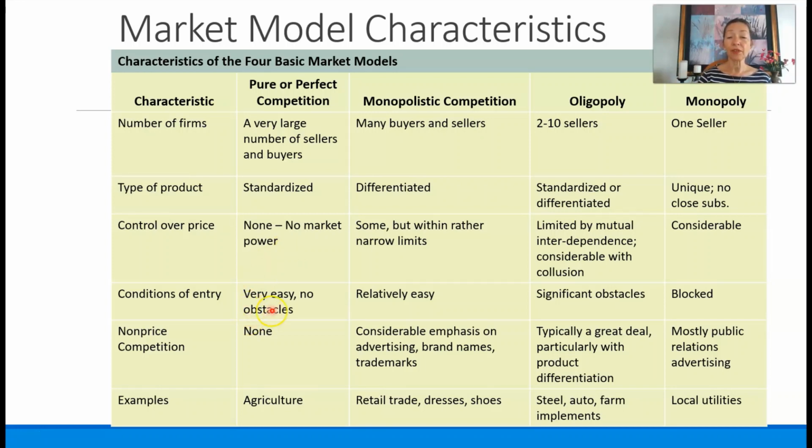Conditions of entry, it's very easy. There are no obstacles in perfect competition. And because there are no obstacles, that's pretty much why we have a large number of sellers.